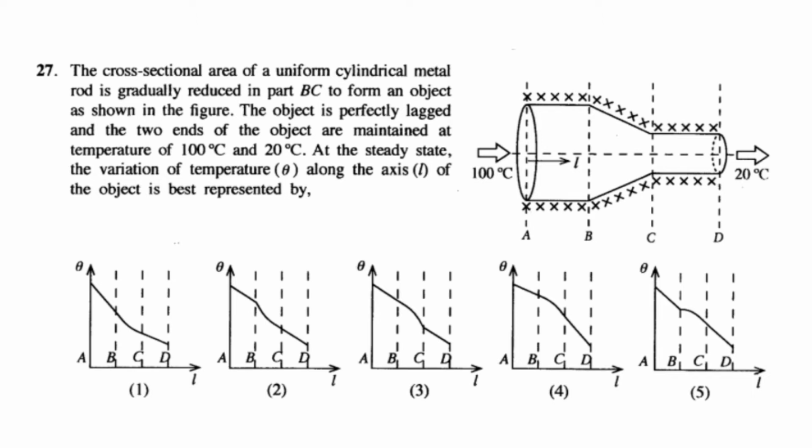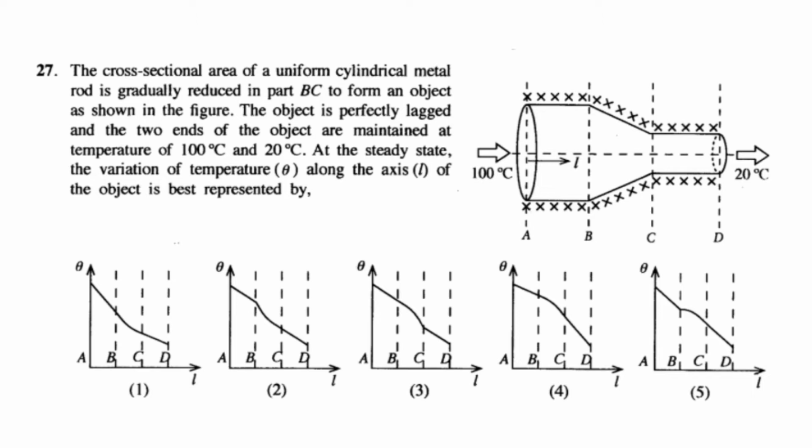The rate of flow of heat along a rod is given by K A delta theta over delta L. That is, delta Q over delta T equals K A delta theta over delta L. Delta Q over delta T is the rate of flow of heat, K is thermal conductivity, A is cross-sectional area, and delta theta over delta L is the temperature gradient.